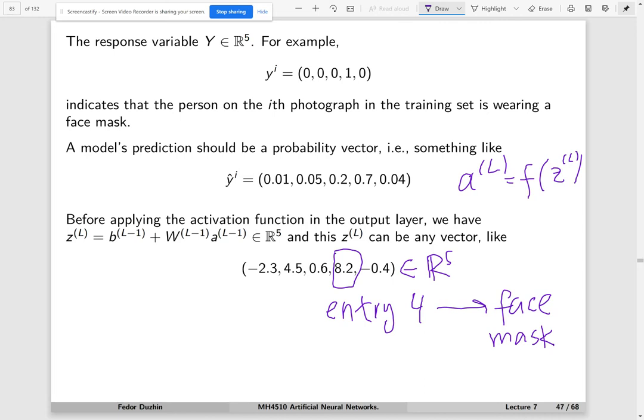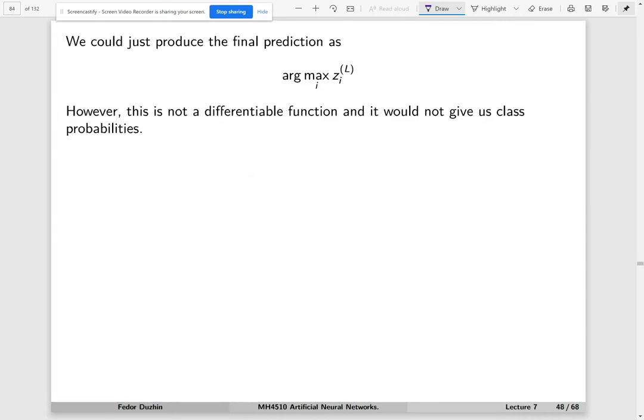The problem is that we could do it. We could just cook up the final prediction out of this Z vector, but this final prediction would not be a differentiable function of the input, right? So we would not be able to train our neural network using gradient descent because it simply is not differentiable. And it would not give us class probabilities, which is very convenient to have, because class probabilities show how confident the model is in its predictions, right? And very often, if our model is very confident, then we just trust it.